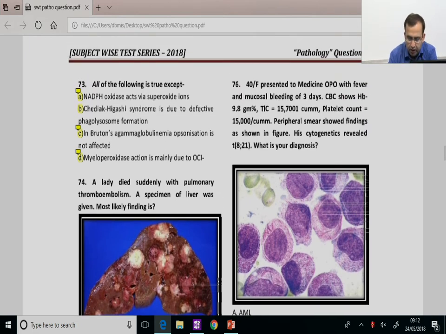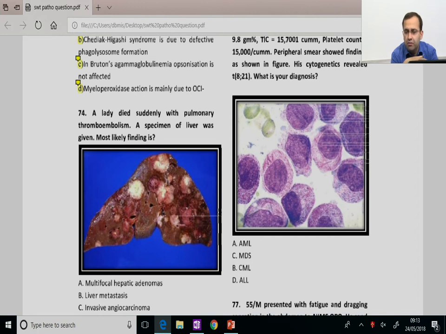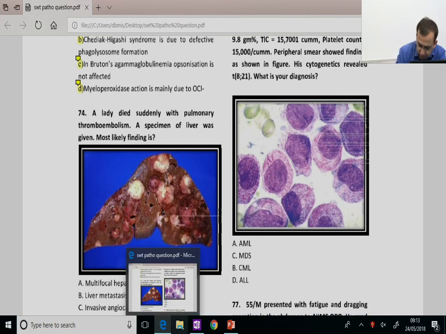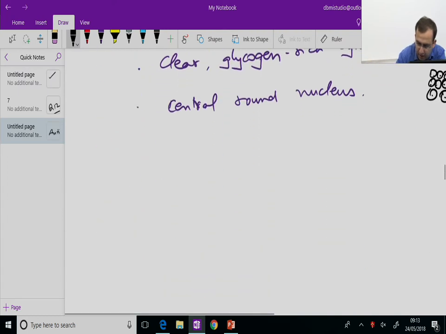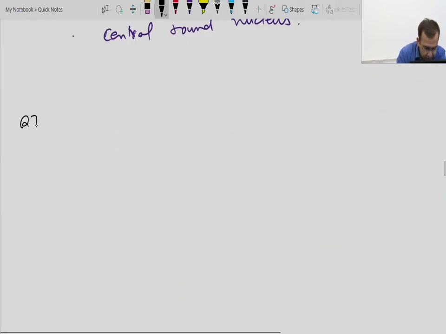Now let us have a look at the written MCQ. 40 female, fever and mucosal bleeding, it is fitting. High TLC, 1,57,000. High TLC, low platelet count. Cytogenetics, translocation 8;21. So in this case, you don't even need the image. Translocation 8;21, we have already discussed this in the good prognostic markers with AML ETO. That was seen in AML. So diagnosis is AML, acute myeloid leukemia. Question number 76, the answer is A, that is AML.